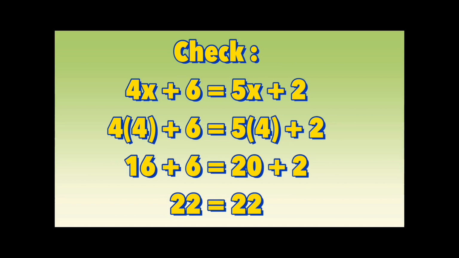Okay, from the given equation, 4x plus 6 equals 5x plus 2, the value of x now is 4. We're going to substitute 4 for x: 4 times 4 plus 6 equals 5 times 4 plus 2. Then 4 times 4 equals 16, plus 6, and 5 times 4 equals 20, plus 2. Then 16 plus 6 equals 22, and 20 plus 2 equals 22. So since both sides are 22 and 22, the result of the equation is true. So our answer now is correct.